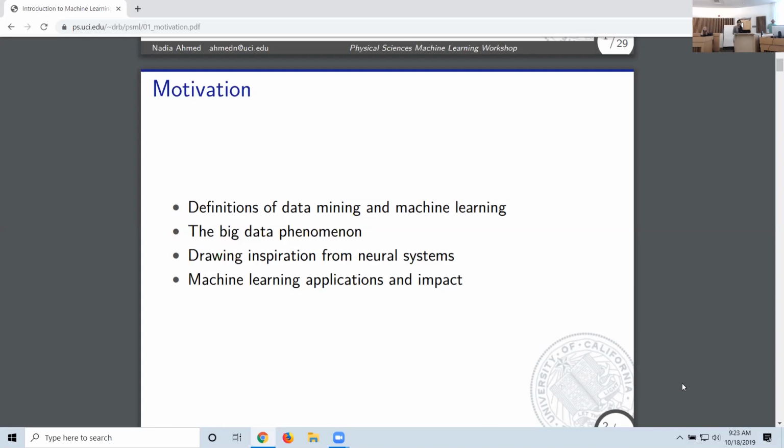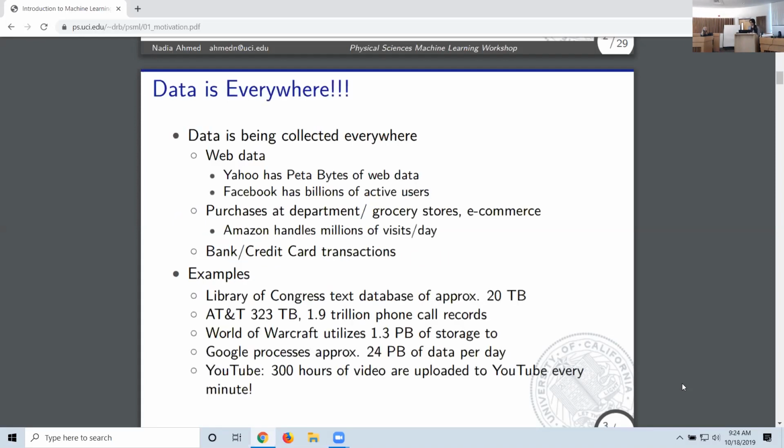Originally, machine learning drew a lot of inspiration from neural systems. It started off kind of in biology. How can we really model the brain? How can we create computers and models that can learn in the same manner as human beings? And then it kind of moved on from there.